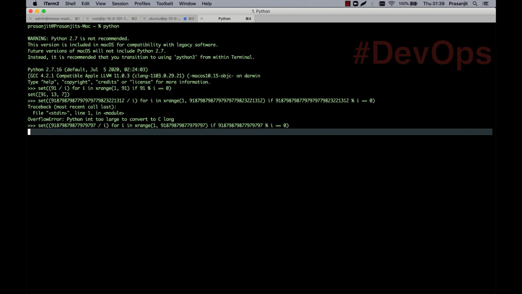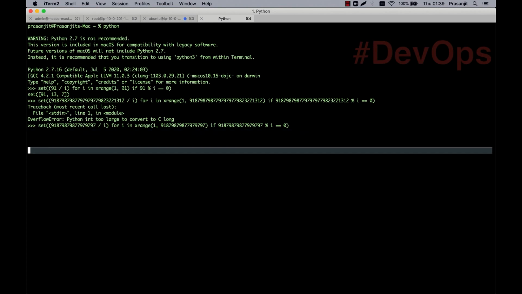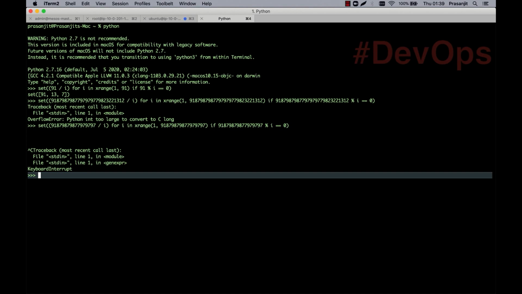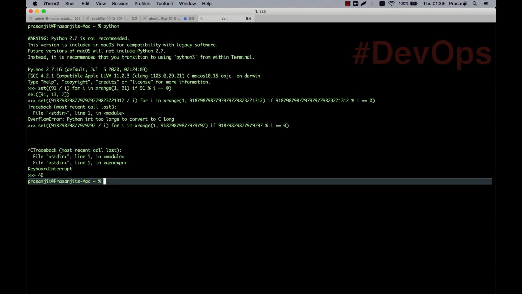It starts calculating, but you will see it takes a long time, not as quick as it was before when we used 91, 13 and 7. It's still calculating, nothing happens. We will have to wait forever. I'm cancelling this. Hit Control D and exited out of it.